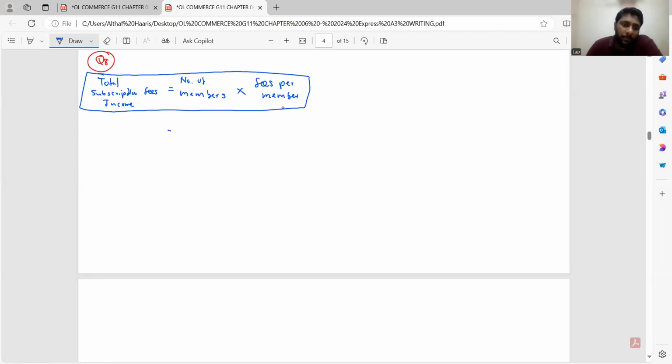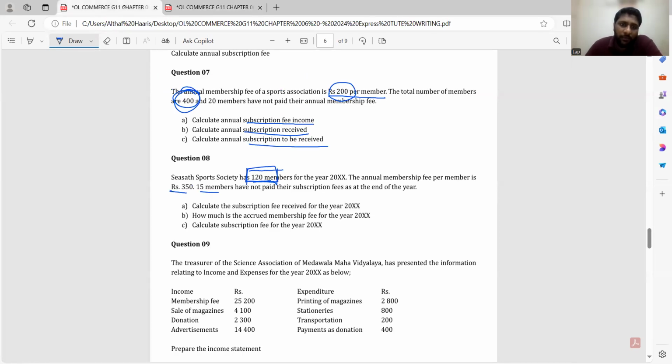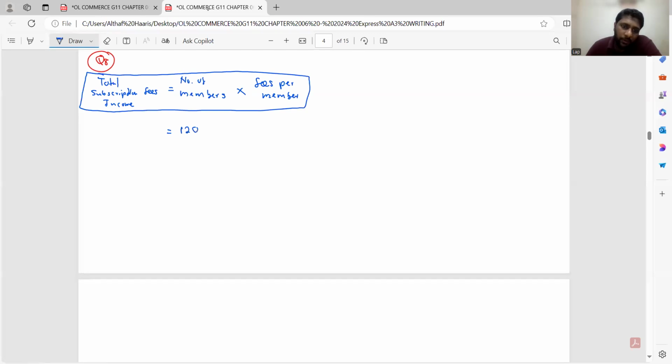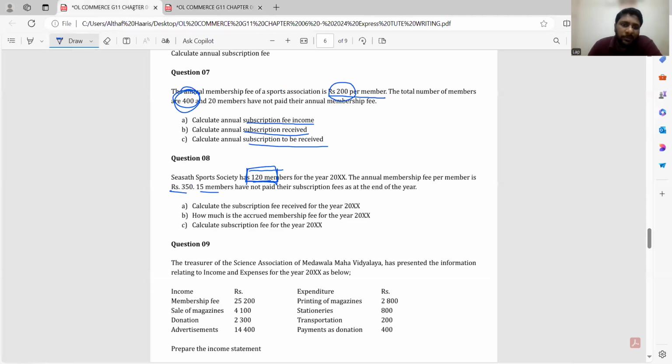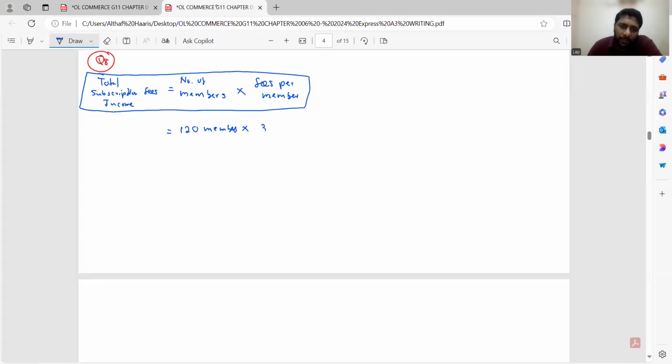So people, number of members in total, how much you have? 120 members. Each member 350. That means, what is the total income? 120 into 350 means 42,000. So this is the total subscription fee income. So income means entire amount.